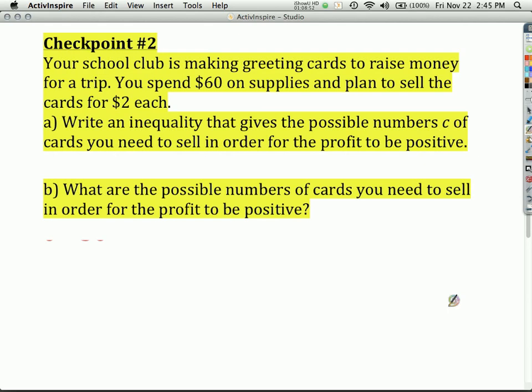So for part A, what I was looking for was this: 2C is greater than 60. And the letter doesn't really matter. It doesn't matter if it's an X or C, but C for cards, so 2C is greater than 60. Don't worry, we're going to talk about it in a moment. Part B, what's the possible numbers of cards that you need to have a profit? Brandon, and then come on.